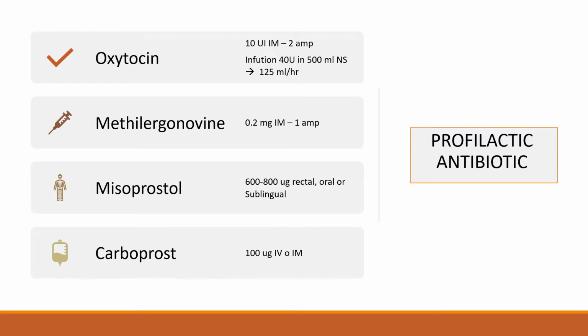When we have a massive hemorrhage, we always have to give prophylactic antibiotic. This is very important. If we have a mild PPH with an episiotomy or laceration, it's not necessary, not in the case that surgery is not needed. But in other cases, when we have a massive hemorrhage, we always have to use prophylactic antibiotic.